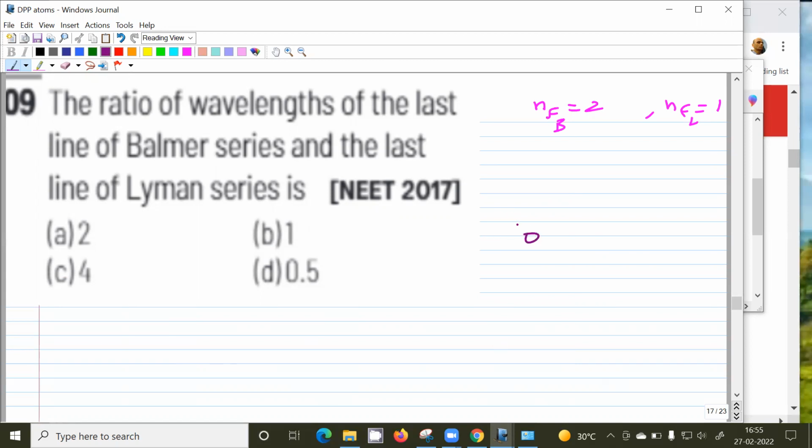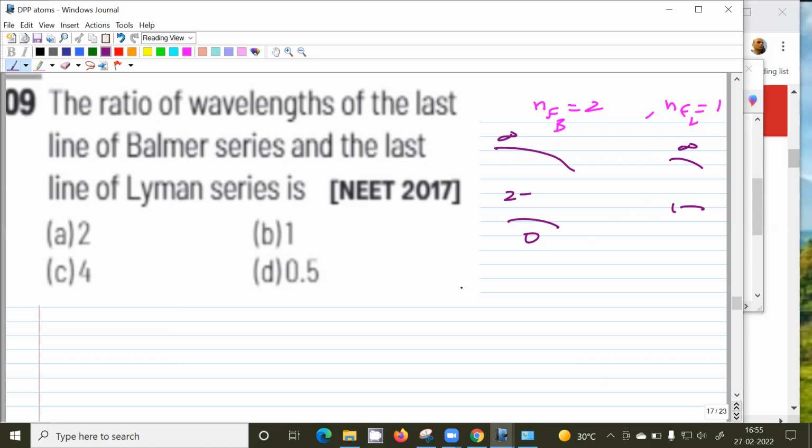Infinity, yes sir. So from infinity, it has to fall down to n equal to 2. Similarly for Lyman, it should fall to n equal to 1 from infinity.